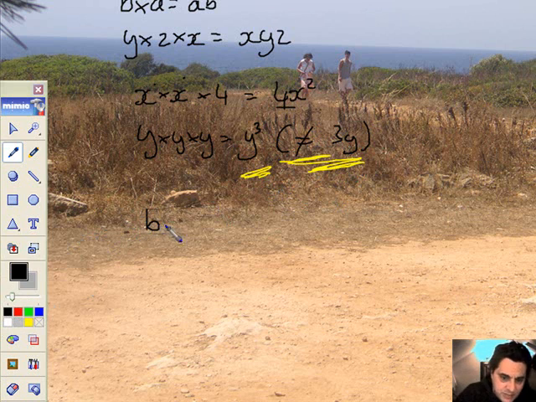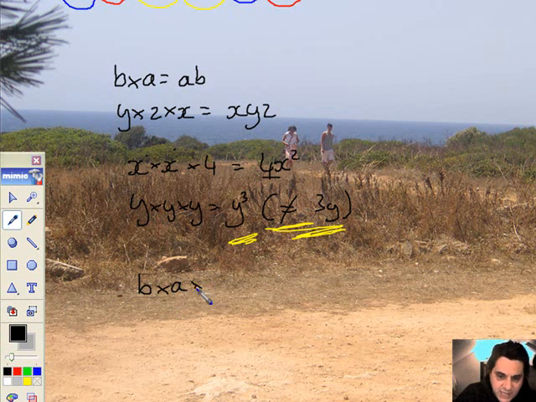Last one, I'm going to go b times a times 5. Well, let's do the letters. A times b is just ab, and I've got 5 of them, so 5 ab's. That's done. Upgrade to grade E. Let's do one down here.